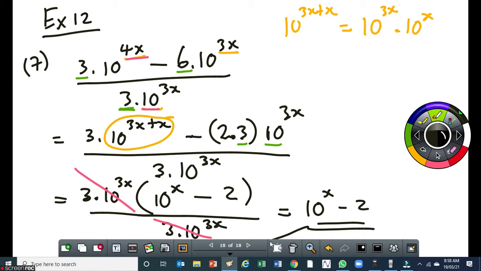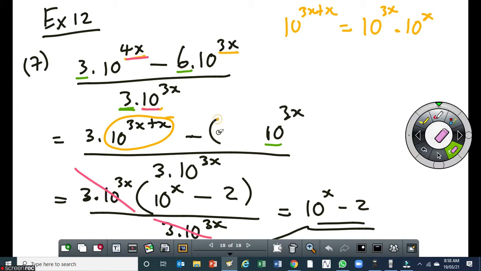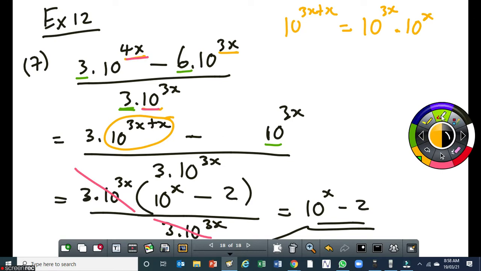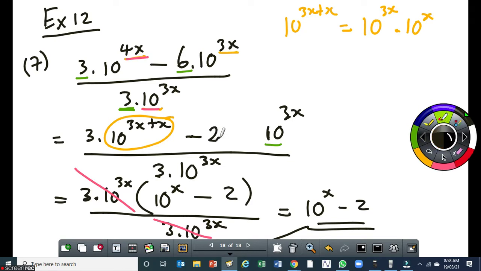Okay, look here. Remember, the bracket also represents multiplication. I hope you are aware of it. So let me rewrite this for you in a way that might make it easier. I can write this as 2 times 3 times 10 to the power of 3x, because this 6 is the same as 2 times 3. I can write it as a product of its prime factors.